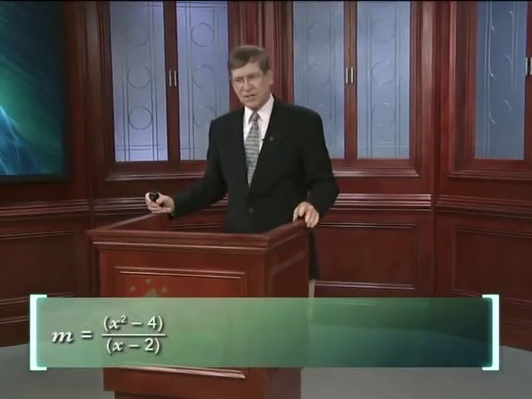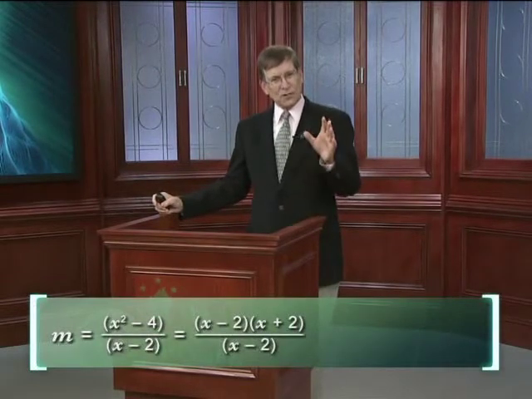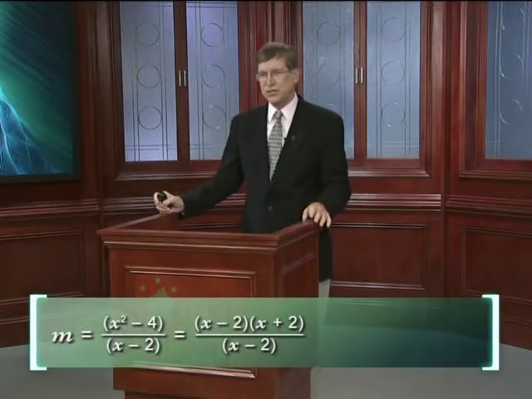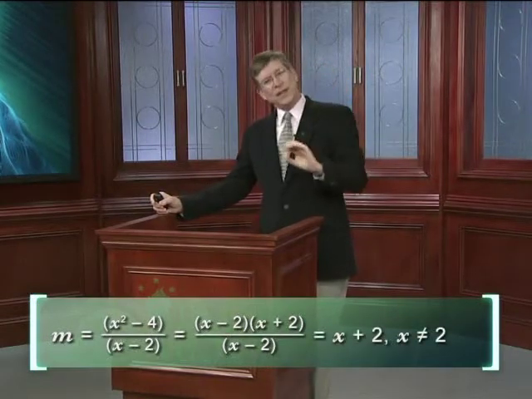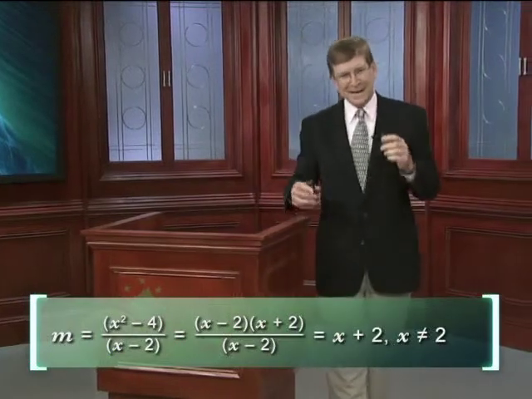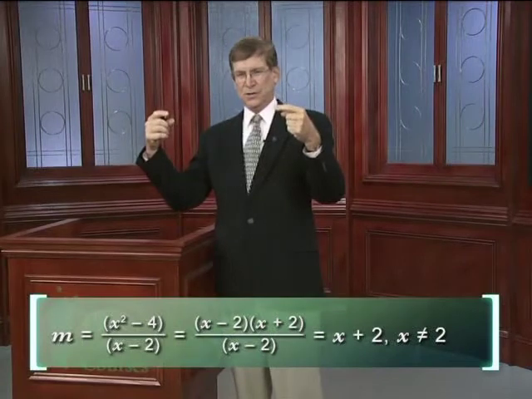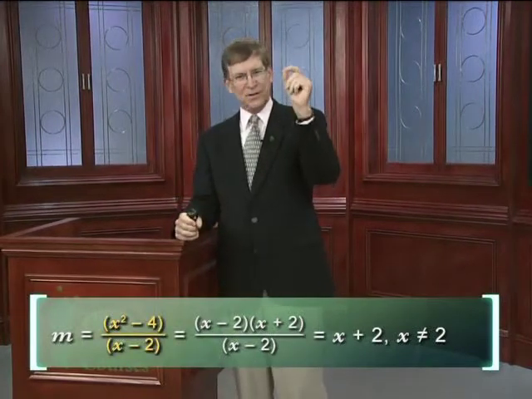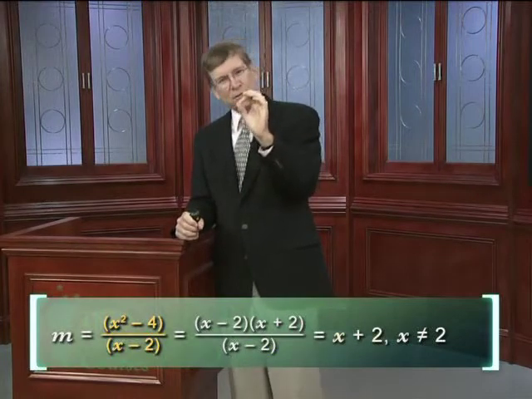Again, in that previous example, remember what we did. We factored the numerator, canceled the common factor of x minus 2, and discovered that the quotient equals x plus 2 as long as x is different from 2. Now I want to take a closer look at this. Here we have two functions. One of them is the original (x squared minus 4) over (x minus 2), and the other is x plus 2.